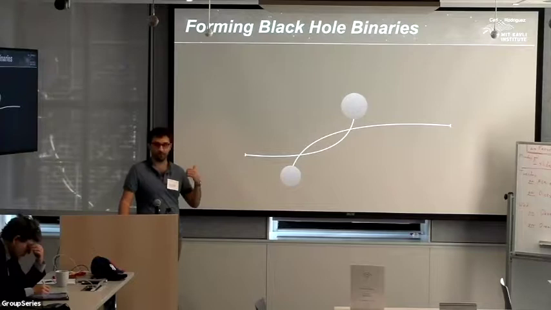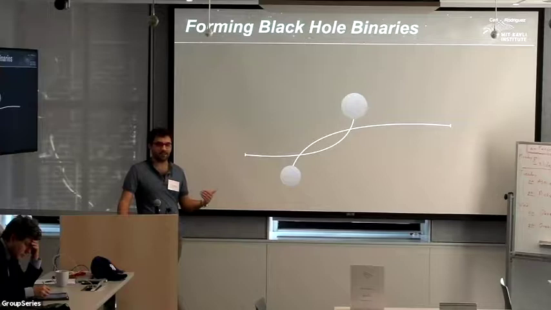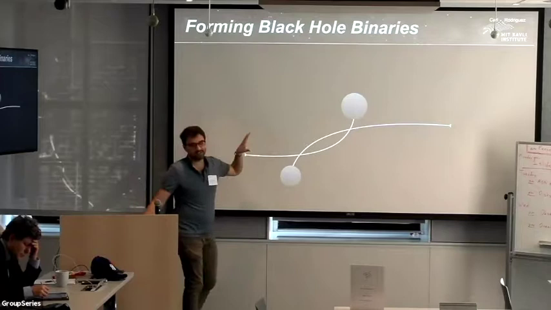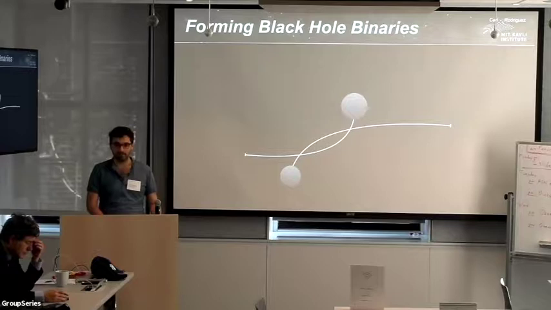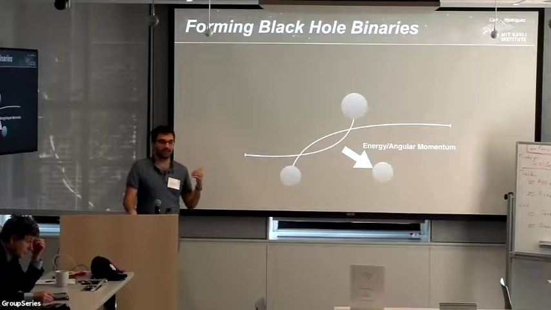What I need is some way to dissipate that excess energy and angular momentum in order to create a bound system. I need some way to subtract the excess energy from this encounter and leave myself with a bound, negative energy object. So if I'm in a dense stellar environment, though, where, say, the stellar densities of black holes are 10 to the 6, 10 to the 8 black holes per parsec cubed, you can easily imagine that I have a third interloping particle that I can actually dump that excess energy and angular momentum onto during these encounters.